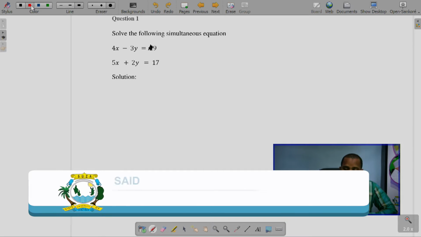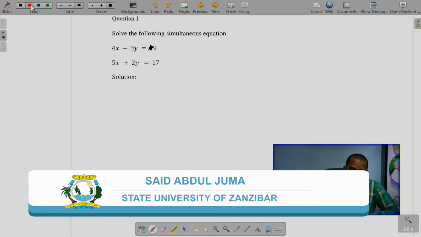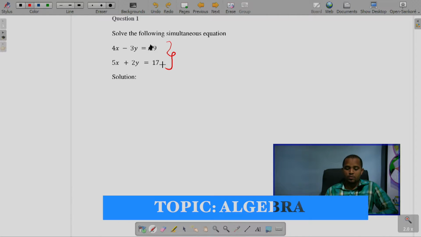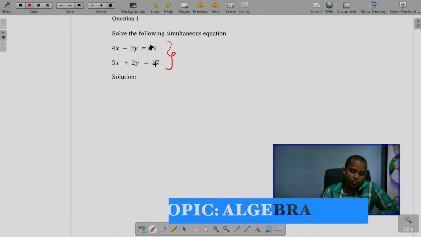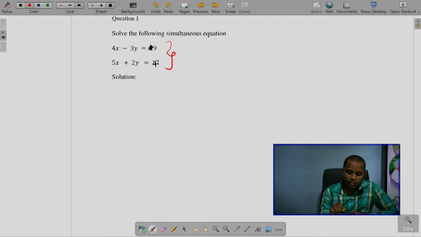So let's move to another question, in which we are required to solve the following simultaneous equations. On solving these two equations, we are going to use the method of elimination. The method of elimination always involves the elimination of a variable. It means either the variable y or the variable x. So we are going to eliminate either variable, either variable y or variable x.